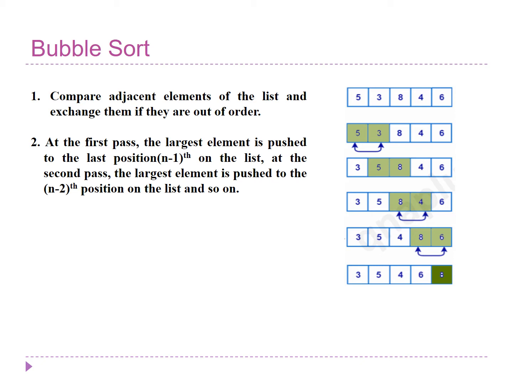Given here is the pictorial representation of the first iteration of the bubble sort, where the largest element 8 is pushed to the last position by a ripple effect.